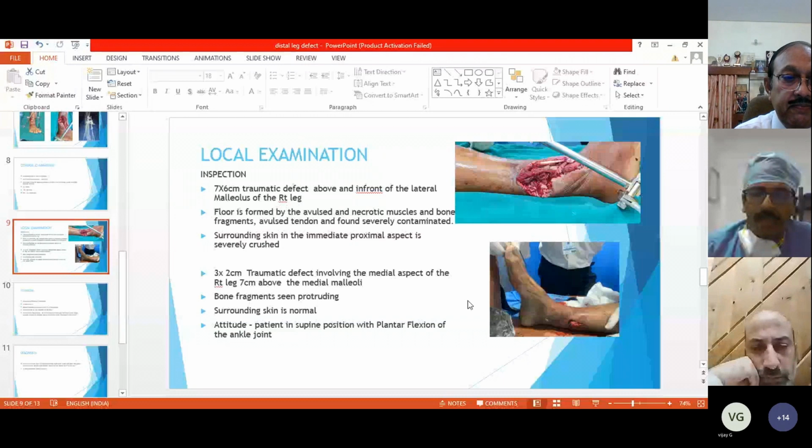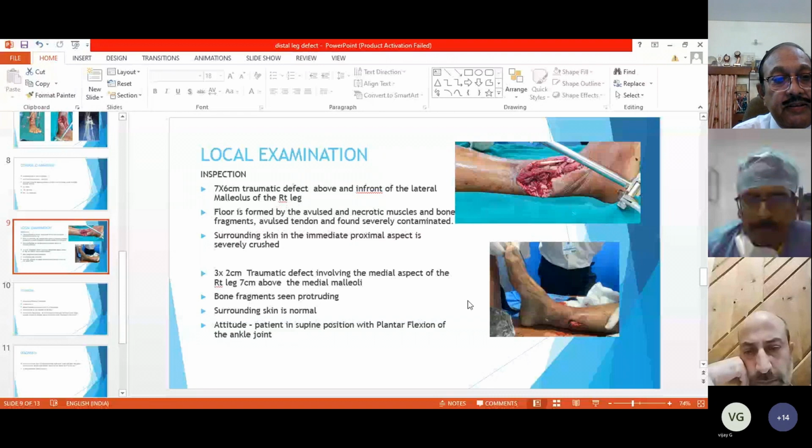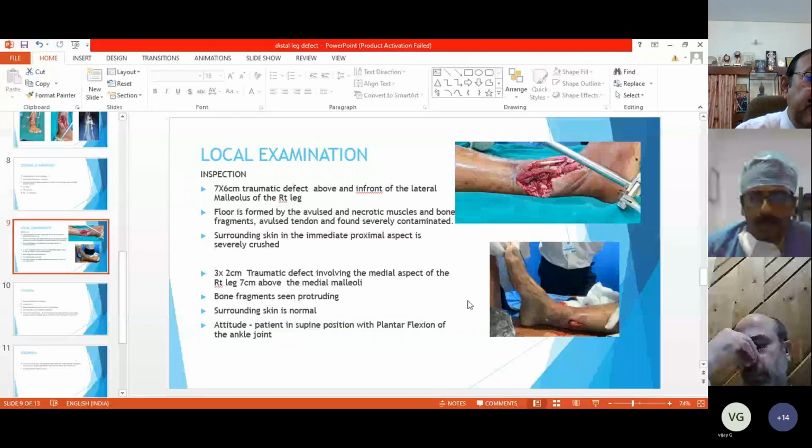And I would not go for an immediate reconstruction of the extensor digitorum. I will plan for it later, sir. My immediate aim is to cover the defect, sir. So the tendon will be dealt with as a secondary procedure. Exactly. Agreed. Now, during this period, how will you keep the limb? What will be the position of the ankle during this recovery phase, once you have given a flap and the flap has survived? In what position should the ankle be kept?